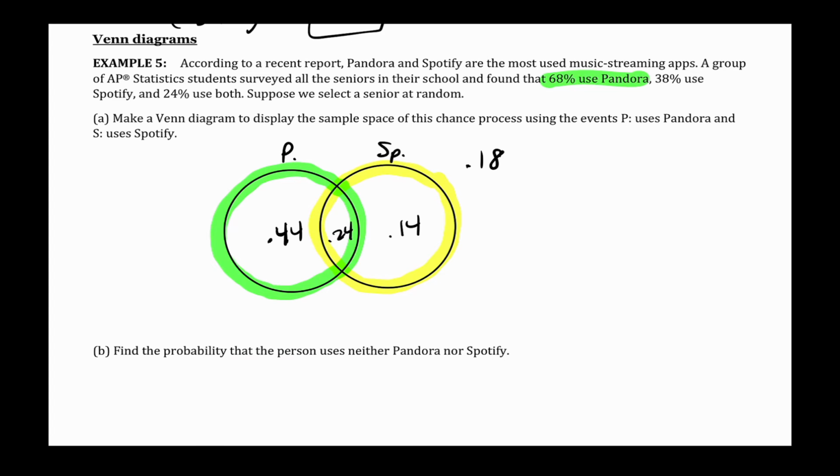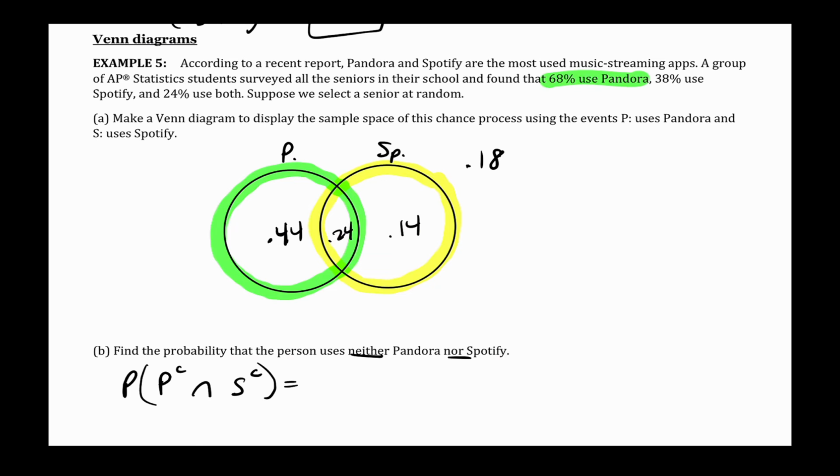B is this. The probability of not Pandora, and the probability of not Spotify. Right? That's what that means. Remember from yesterday, that little C that looks like an exponent, it means not.